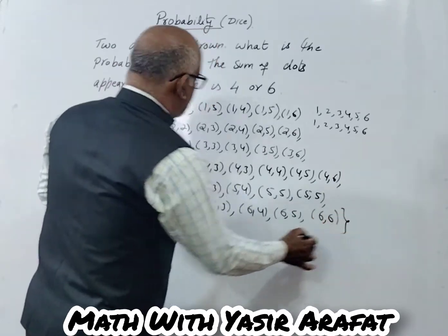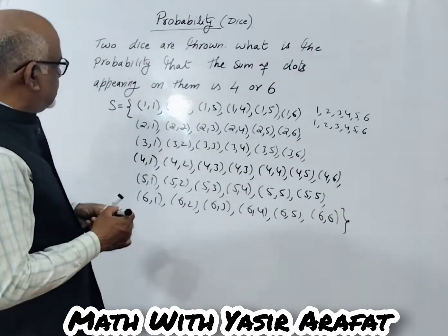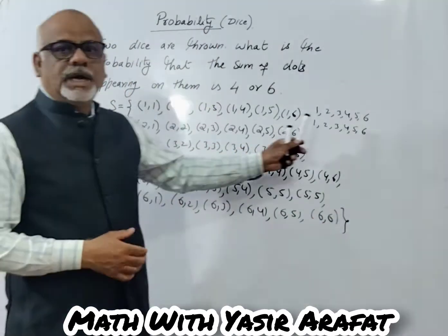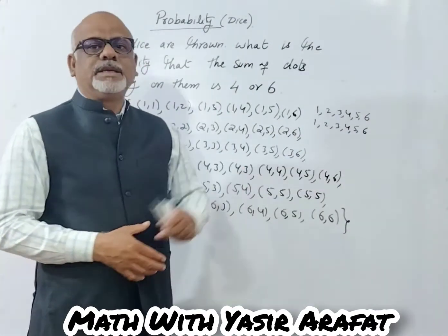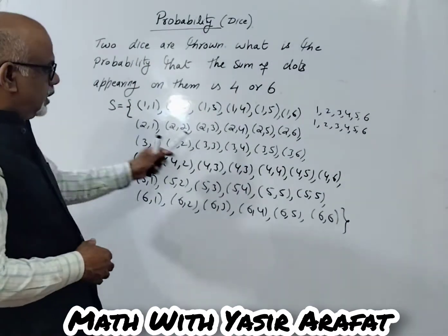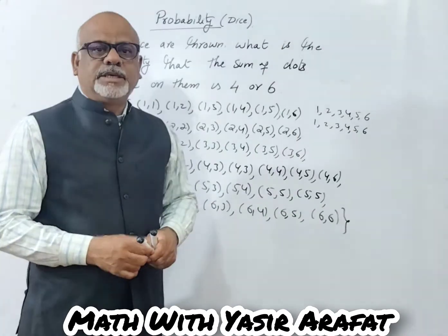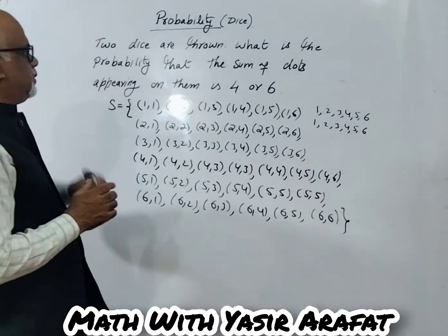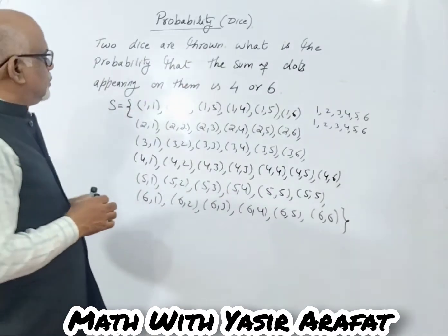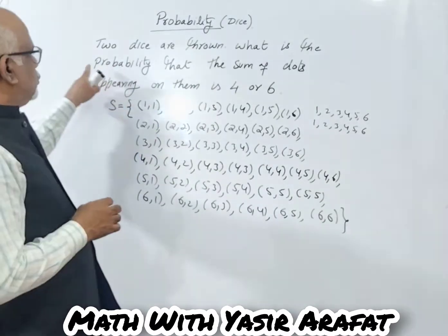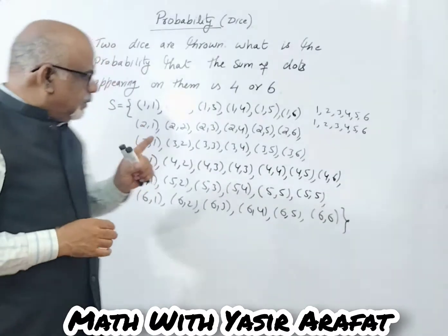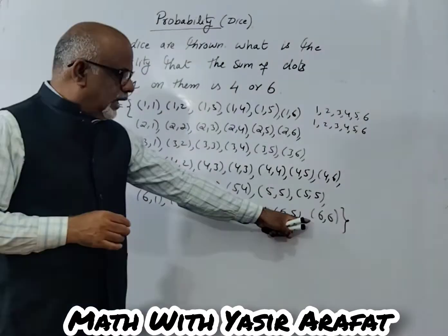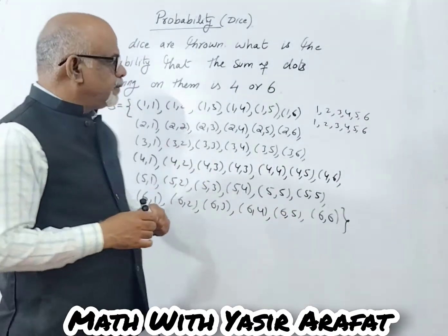This will be the total ordered pairs, the total sample space when two dice are thrown simultaneously. So there will be a total of 36 possibilities. So this will be the sample space here. Now come to the question again. Two dice are thrown, then the sample space will be 1, 1 till 6, 6.